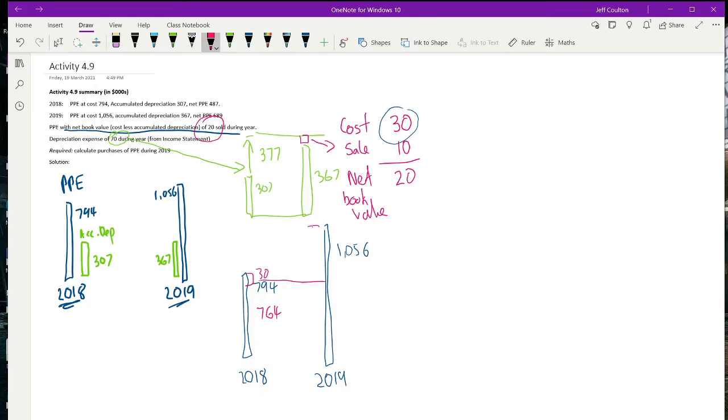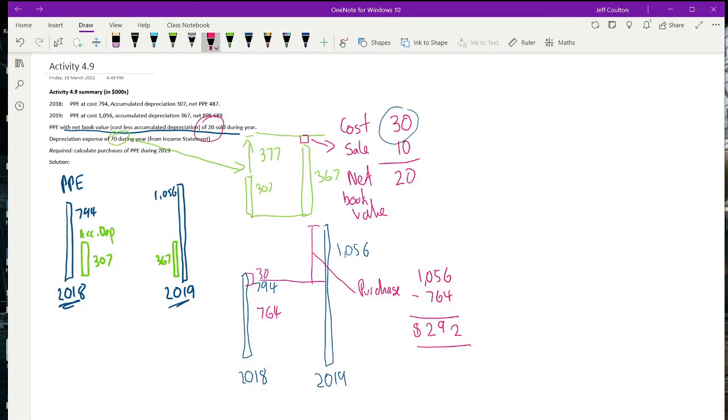And the difference there is going to be our purchases, because purchases make the cost go up. Selling property, plant and equipment makes property, plant and equipment go down. So the purchase amount is going to be 1056 less the 764, and that's going to give us 292. So the purchases amount was 292,000.